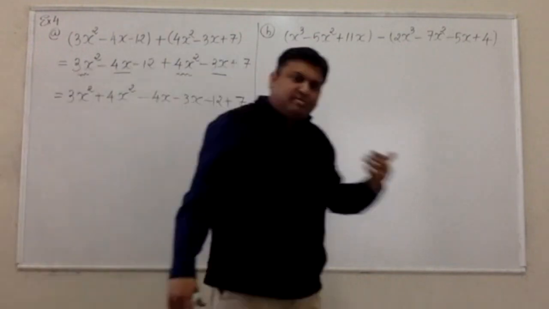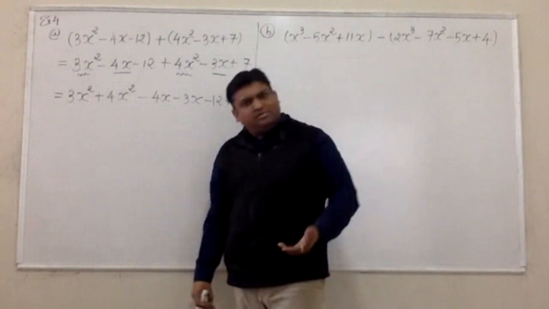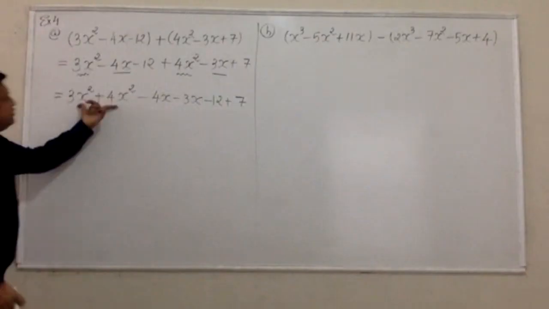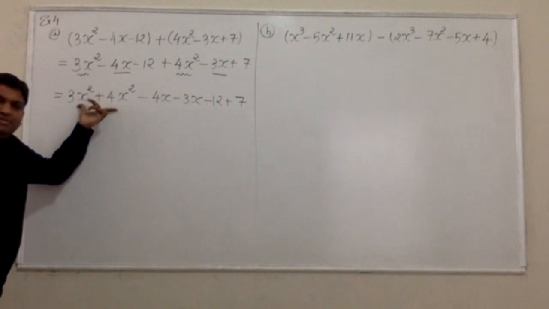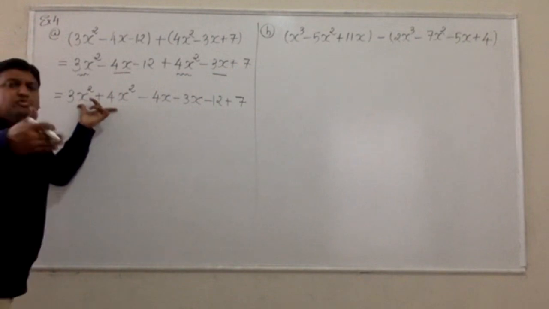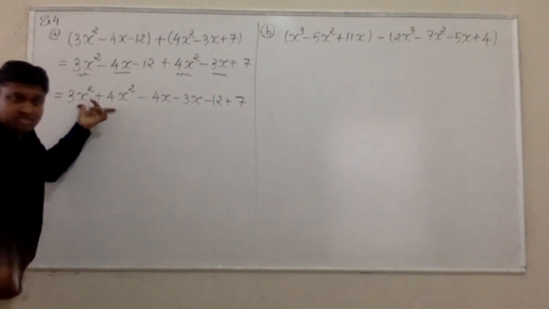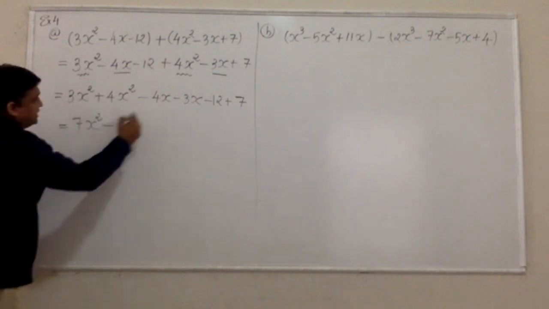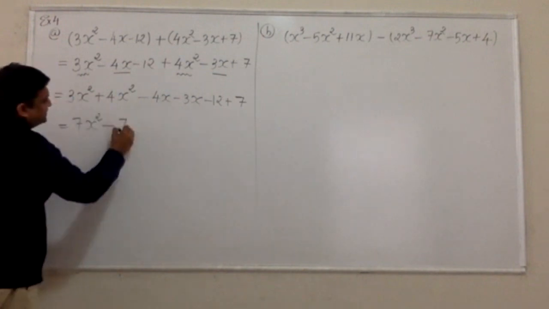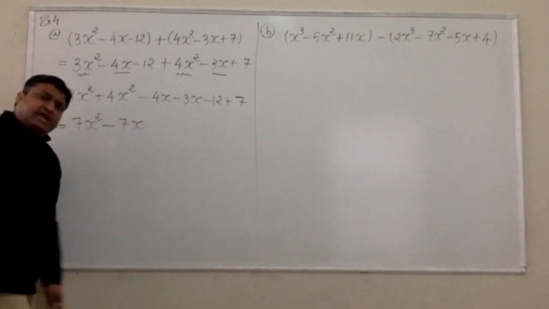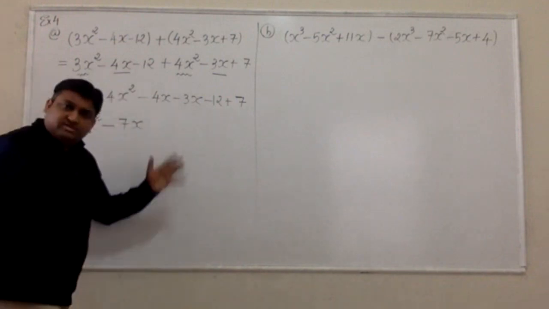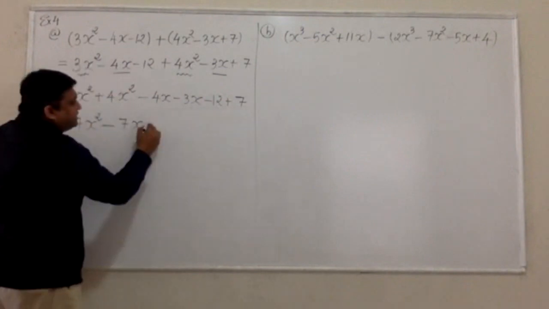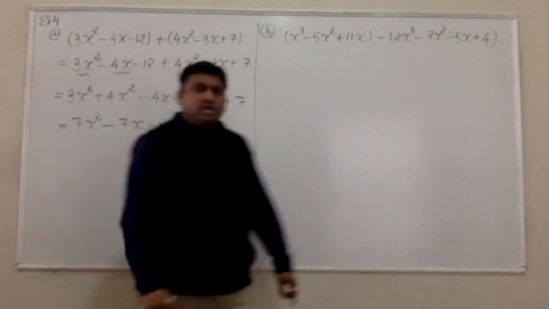Remember, like terms can be simplified further in terms of their addition and subtraction. Add them like how you add two numbers, 3x squared plus 4x squared. Add them how you add 3 and 4. It's 7, right? So you get 7x squared here. Negative 4x, negative 3x. Add them how you add negative 4 and negative 3. It's negative 7x. And then negative 12 plus 7, negative 5.